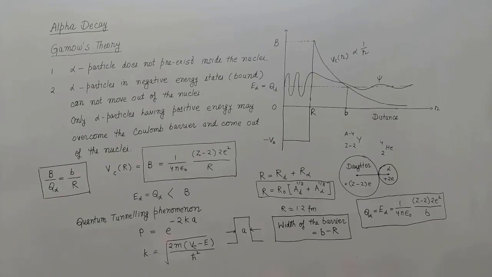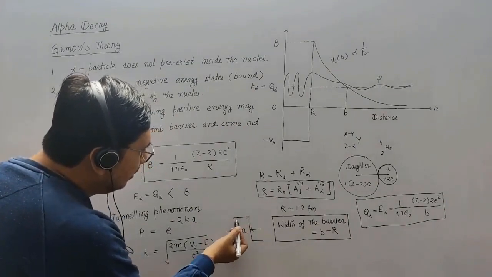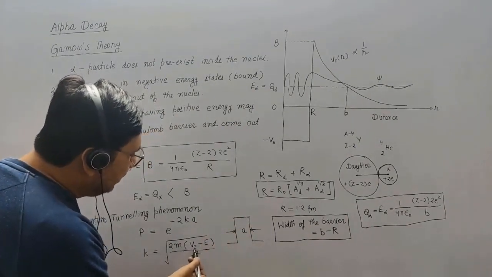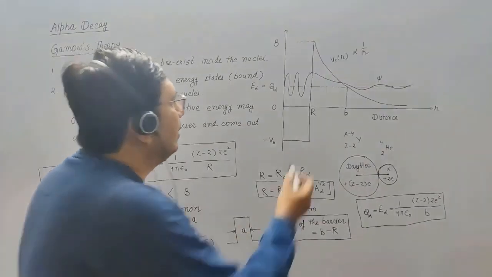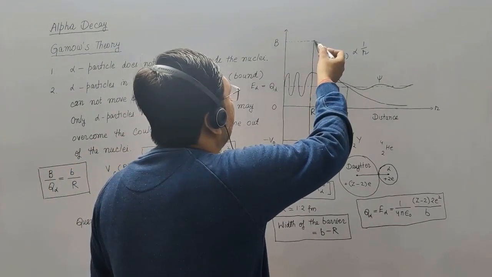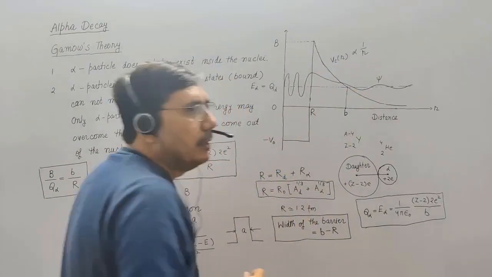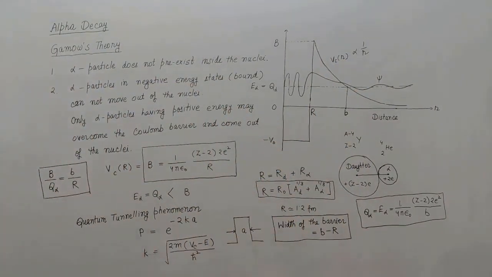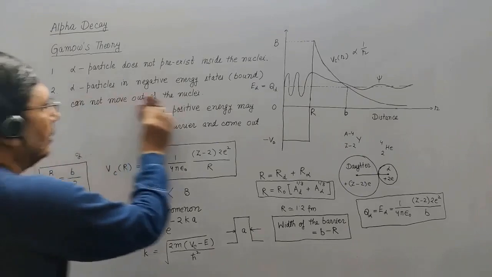Now, if we consider this type of barrier potential, this barrier height, this VC, is constant throughout the width of the barrier. But in our case, this barrier height is decreasing. This is variable. Barrier height is a function of R. So in our case, this barrier height is a function of R.